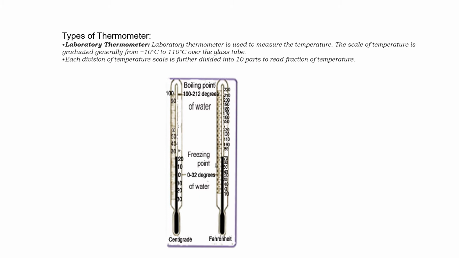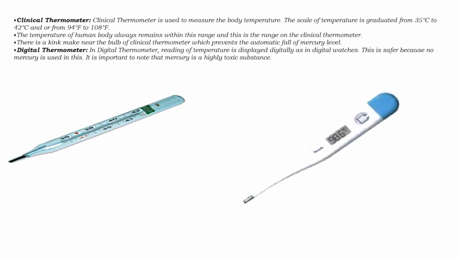And we have different types of thermometer. The laboratory thermometer is used to measure the temperature, and this scale is graduated generally from -10 degrees Celsius to 110 degrees Celsius over the glass tube. And this division of the temperature scale is further divided into 10 parts to read fractions of temperature.